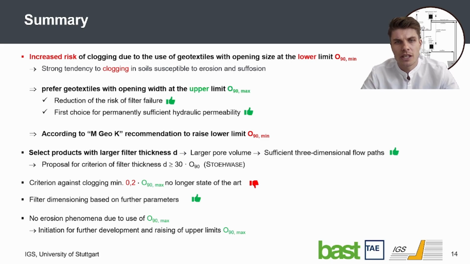For the dimensioning of the geotextiles, the filtration length, like the geotextile thickness, should urgently play a role because the tests have shown that the geotextiles at the lower limit with a filtration length of 1 millimeter tend to clog even more. Suggestion here would be to use a criterion like as given by Mr. Stoewahse, that thickness d is 30 times the opening size O90 itself.